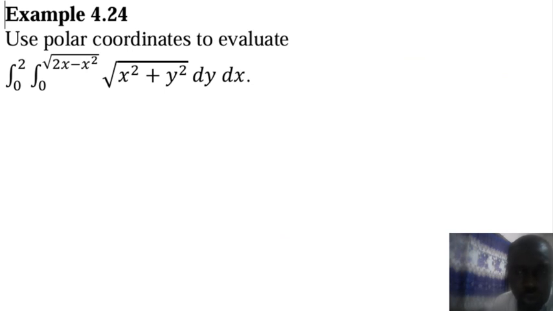Here we are to use the polar coordinates. We are to use the polar coordinates to evaluate the double integral of this function. What we need to do here is look at the range.